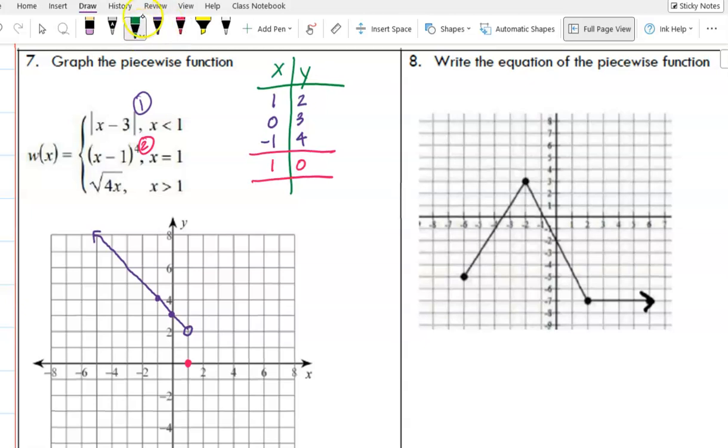And then I'm going to look at my third function. And I need to look at the overlap, so I need to look at 1, and that's going to give me 1 times 4, that's going to give me a 2. So 1, and then 1, 2. Interesting. Because x equaled 1, so there's going to be another open circle there.